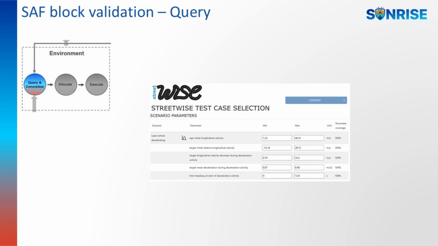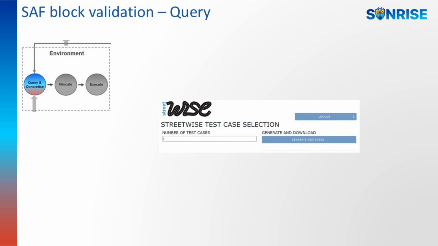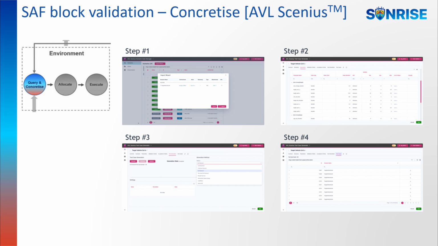The second step would be to select the desired ranges for the parameters that make up the scenario, which also allows for a coverage computation. Finally, a Monte Carlo approach is used to generate the actual concrete scenarios, which are in this case outputted in OpenSCENARIO and OpenDRIVE files. AVL Scenius provides an end-to-end solution for scenario generation from various sources, built on a flexible and efficient database structure. Also, Scenius allows for rapid querying, concretizing, and dynamic test case creation.